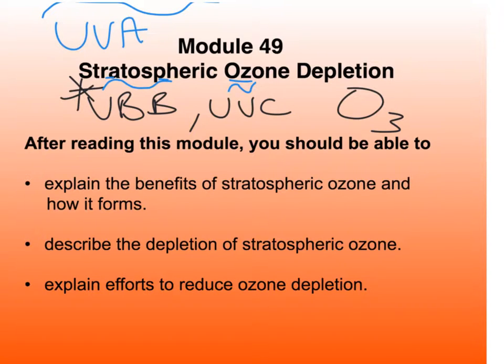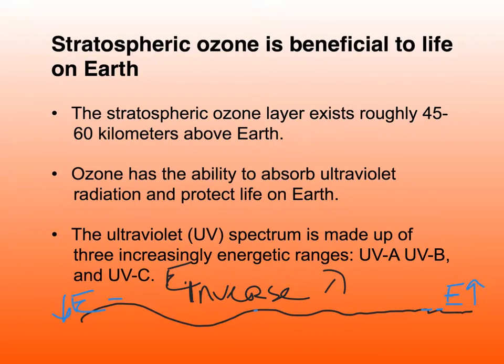All right, so we're going to look at depletion of stratospheric ozone and how to reduce ozone depletion. All right, so stratospheric ozone is roughly 45 to 60 kilometers above Earth. Ozone has the ability to absorb ultraviolet light. This is what we were talking about in the previous slide, and it protects life on Earth. So the depletion of that is obviously very bad, right?